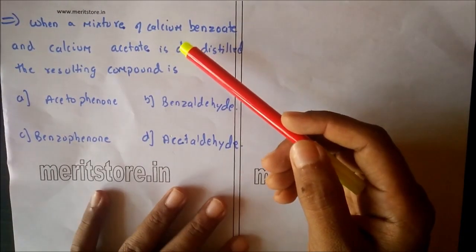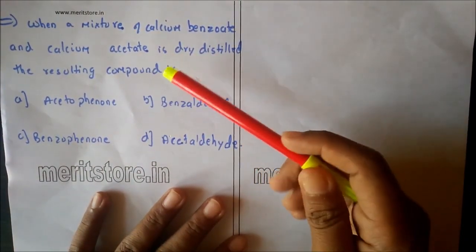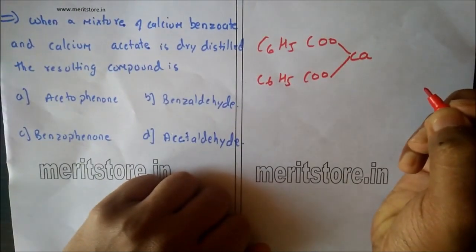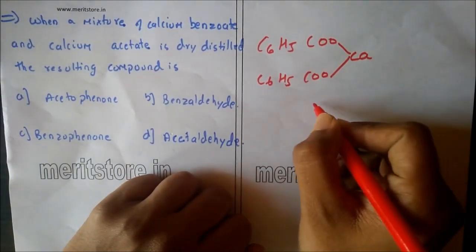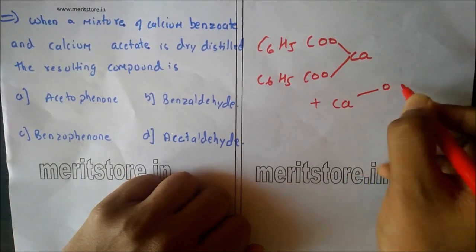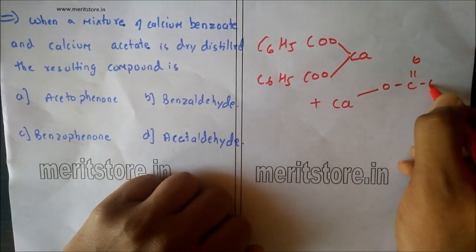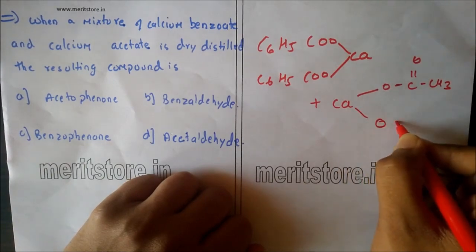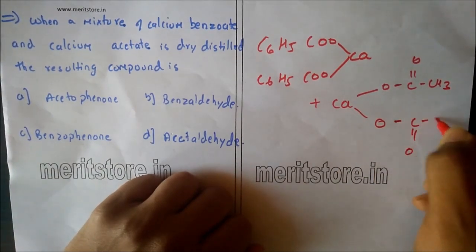When a mixture of calcium benzoate and calcium acetate is dry distilled, the resulting compound is A. Acetophenone, B. Benzaldehyde, C. Benzophenone, and D. Acetaldehyde. Now, the formula for calcium benzoate is (C6H5COO)2Ca, and the formula for calcium acetate is (CH3COO)2Ca.